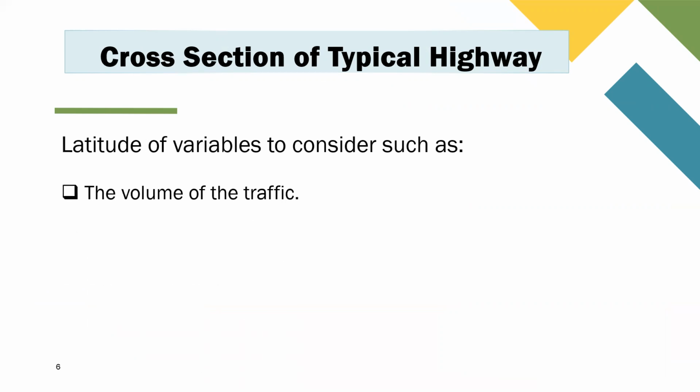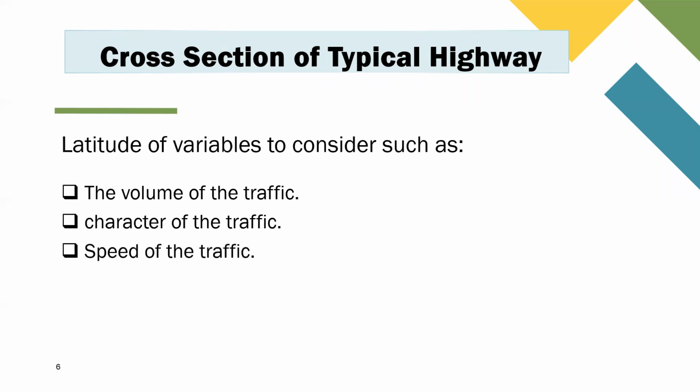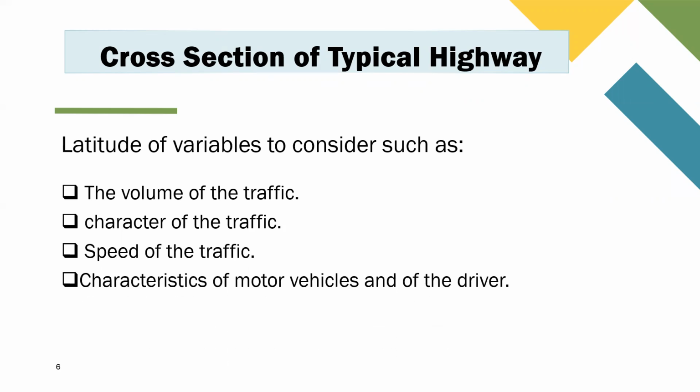The cross-section of typical highway. The cross-section of typical highway has a latitude of variables to consider, such as the volume of traffic, the character of traffic, speed of the traffic, and characteristics of motor vehicles and of the driver. So before constructing a typical highway, it is very important to consider these four variables so that we will determine how many road lanes or what kind of typical highway is needed to construct in a particular area. In general, cross-section design also offers the expected level of service for safety.